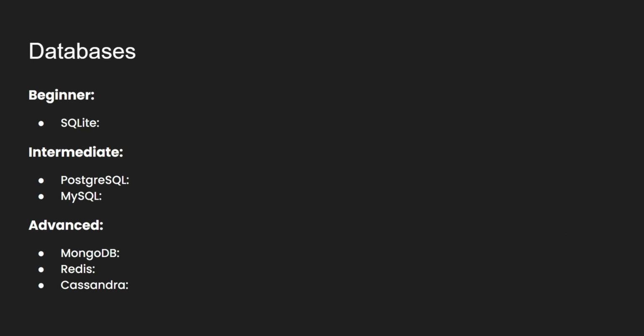And about database, if you are a beginner, then go with SQLite, or intermediate, then PostgreSQL and MySQL. And if you are a pro, then MongoDB, Redis, and Cassandra are the best choice for databases.